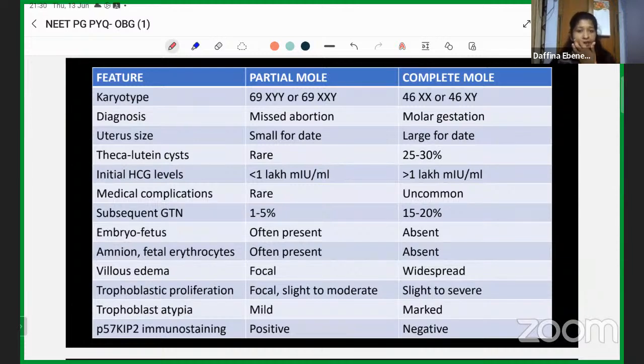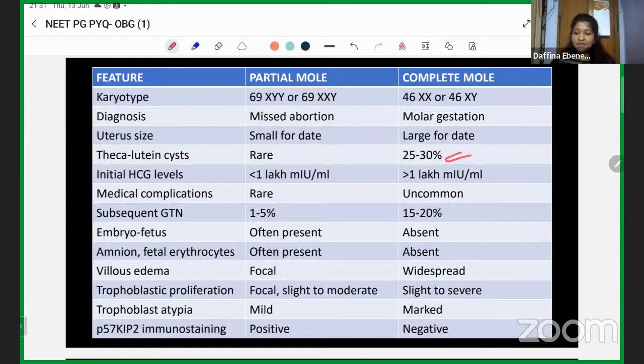The diagnosis will be either missed abortion. Partial mole will more commonly present like a missed abortion. You cannot differentiate it from a missed abortion unless you do an ultrasound or a karyotyping. But complete mole is like classical molar gestation features where there is hyperemesis, where you can do an ultrasound and show the grape vesicle appearance. All these will be seen in complete mole. So the uterus size will be small for date because this is going to present with bleeding. So even if you examine the uterus per abdomen, it's going to be small for date, whereas this can be large for date. Theca lutein cysts are seen in complete mole.